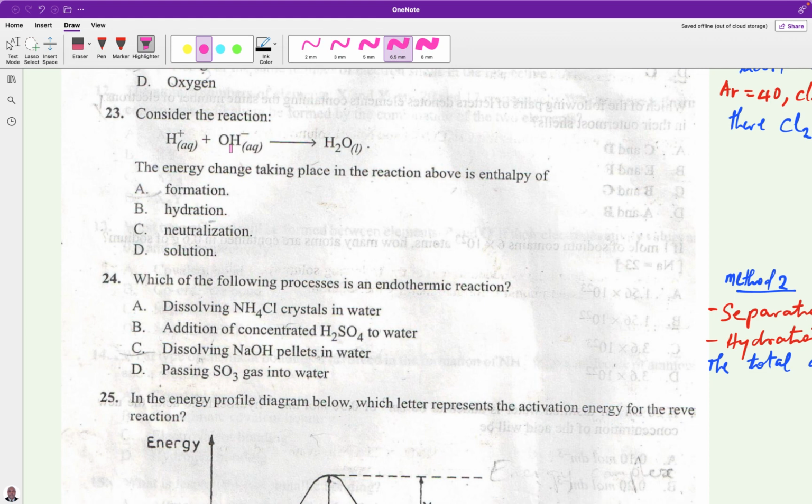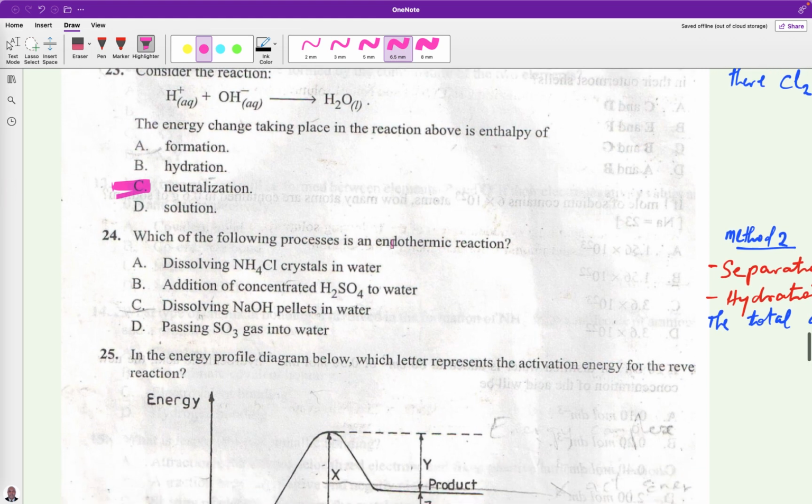And what is the heat of neutralization? The enthalpy change of neutralization results in the formation of 1 mole of water, and there's 1 mole of water here. So the enthalpy of the reaction is enthalpy of neutralization. So C is our right answer. It's enthalpy of neutralization. It's not formation, it's not hydration, it's not solution.